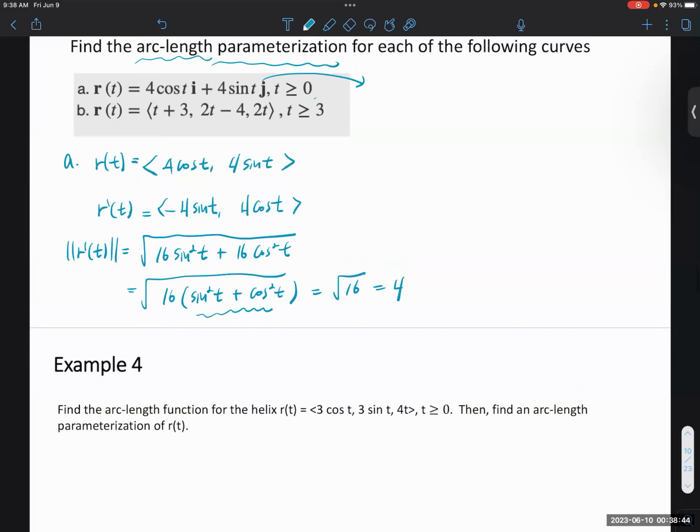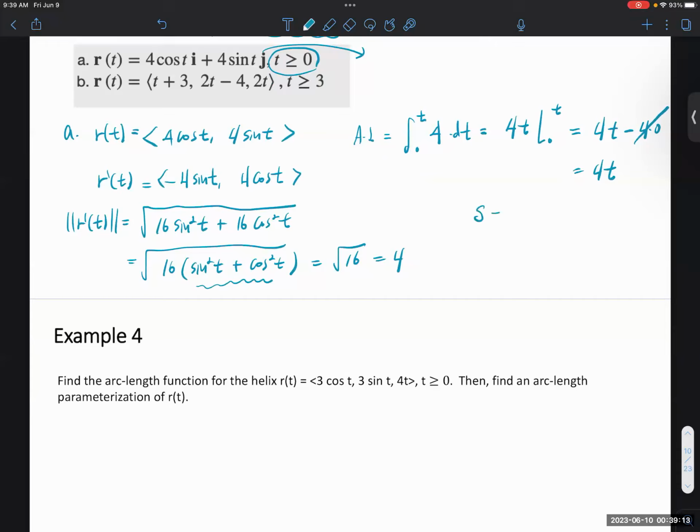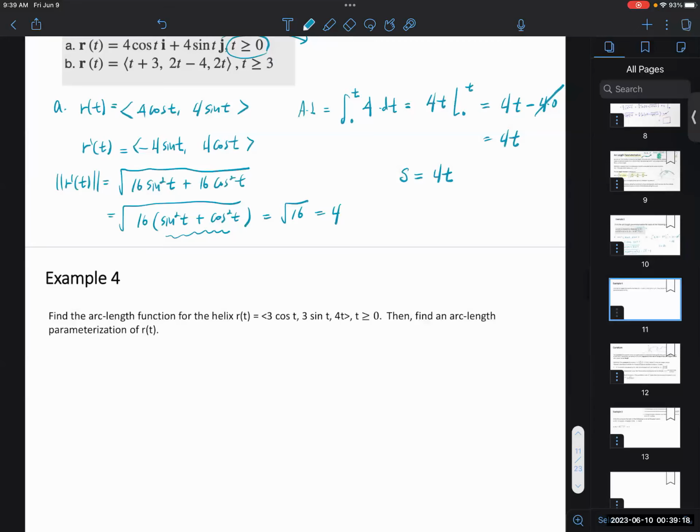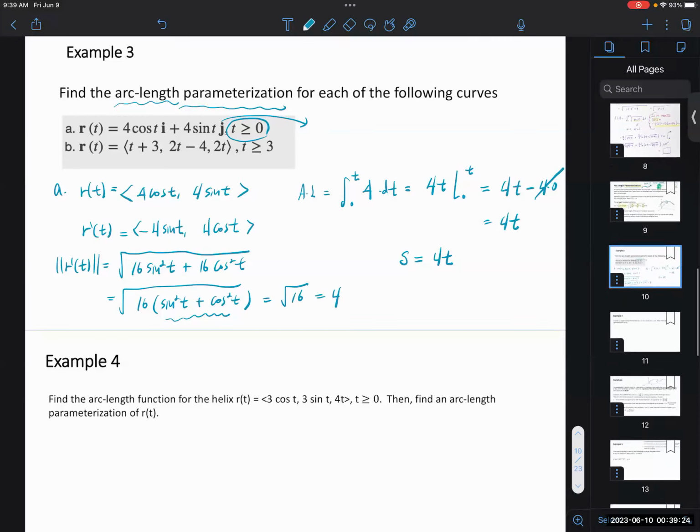Now we know the interval. The arc length is going to be the integral from 0 to t of 4 dt. So that means 4t, by taking the integral from 0 to t. We should get 4t minus 4 times 0, so it's going to be 4t. What I got here we call the arc length, let's say S, and that arc length is 4t. And I'm going to write a long statement about what that means.